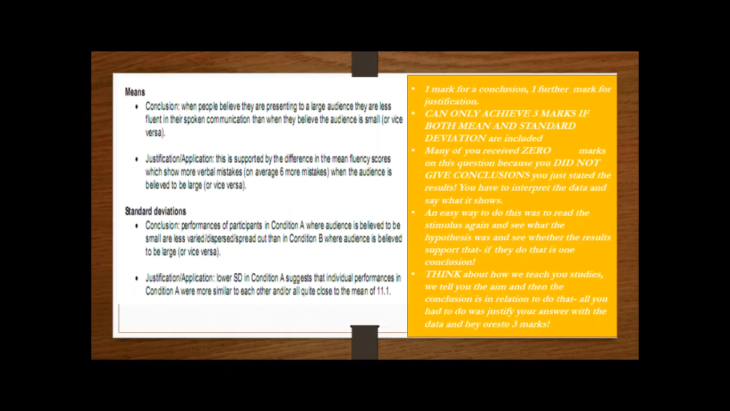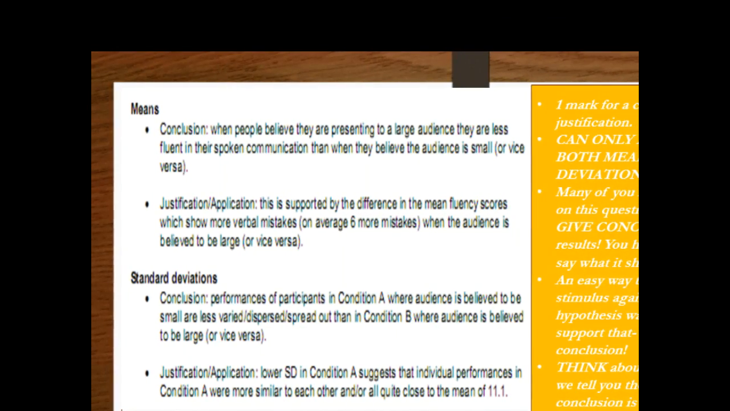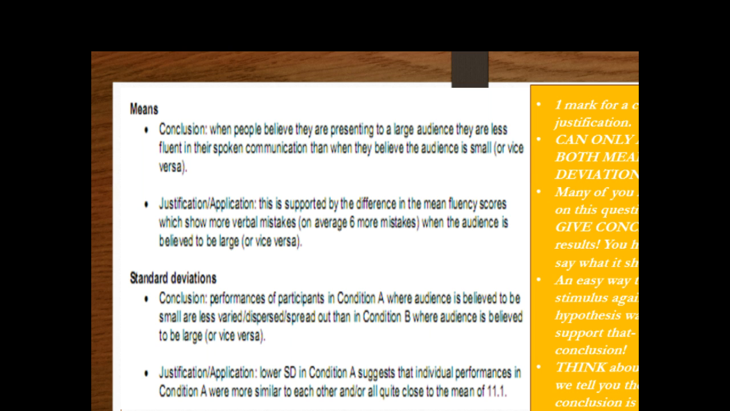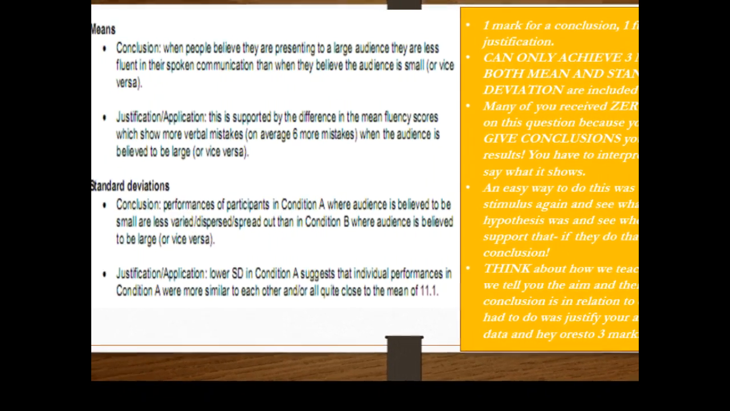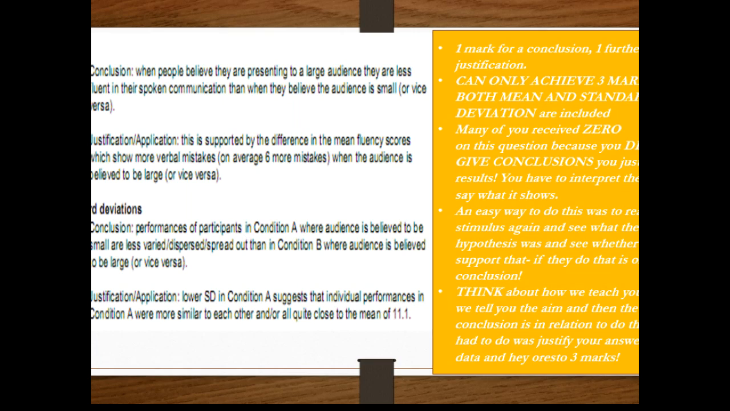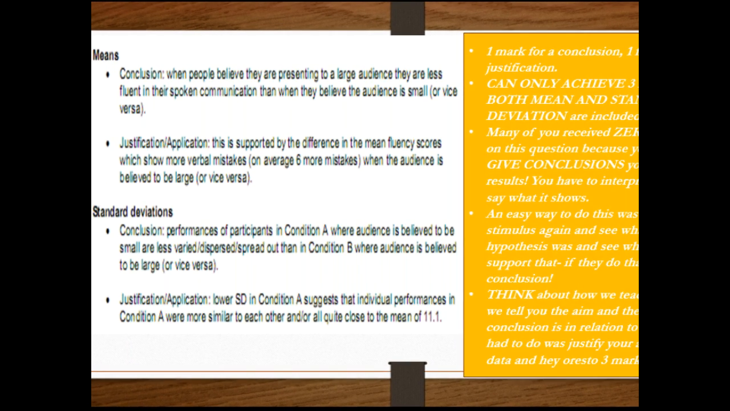Go back and have a look at the hypothesis, have a look at what they were testing, and then give me a conclusion. So for example, when people believe that they're presenting to a large audience, they are less fluent in their spoken communication than when they believe the audience is small. All you then got to do is tell me that there was a higher average of mistakes. The standard deviation, again, you're just telling me that there are less varied or dispersed scores in those people who were presenting to a small audience. Okay, so it tells us the same thing.